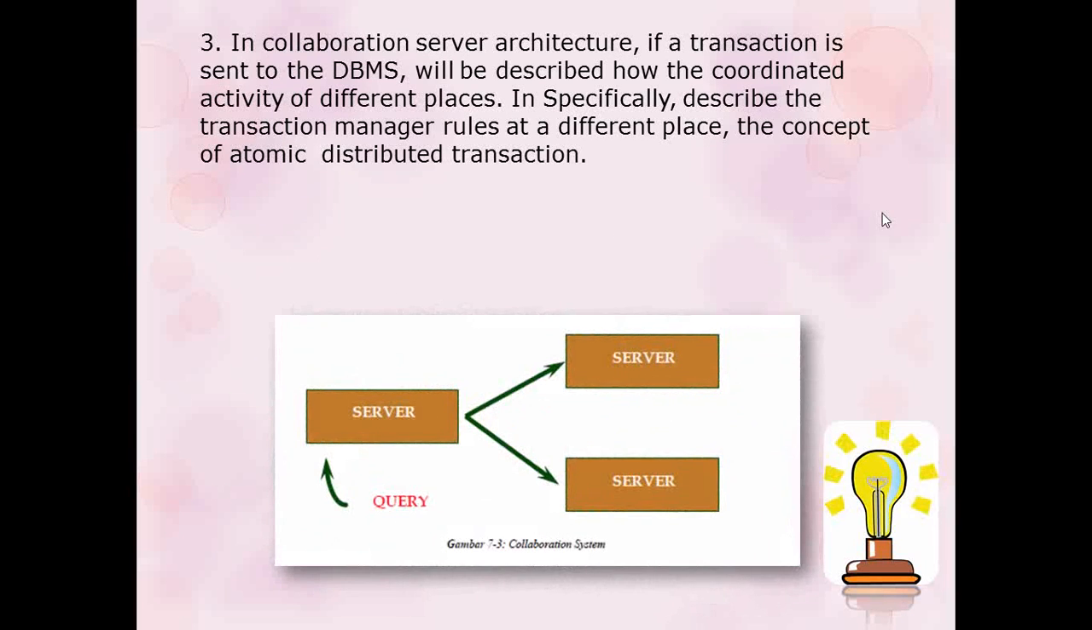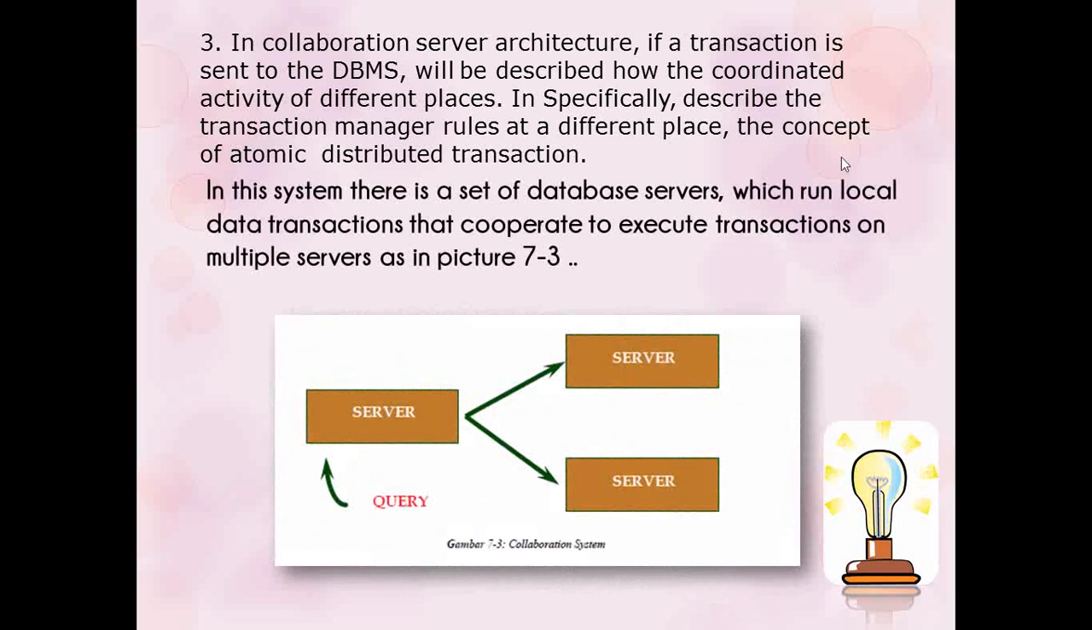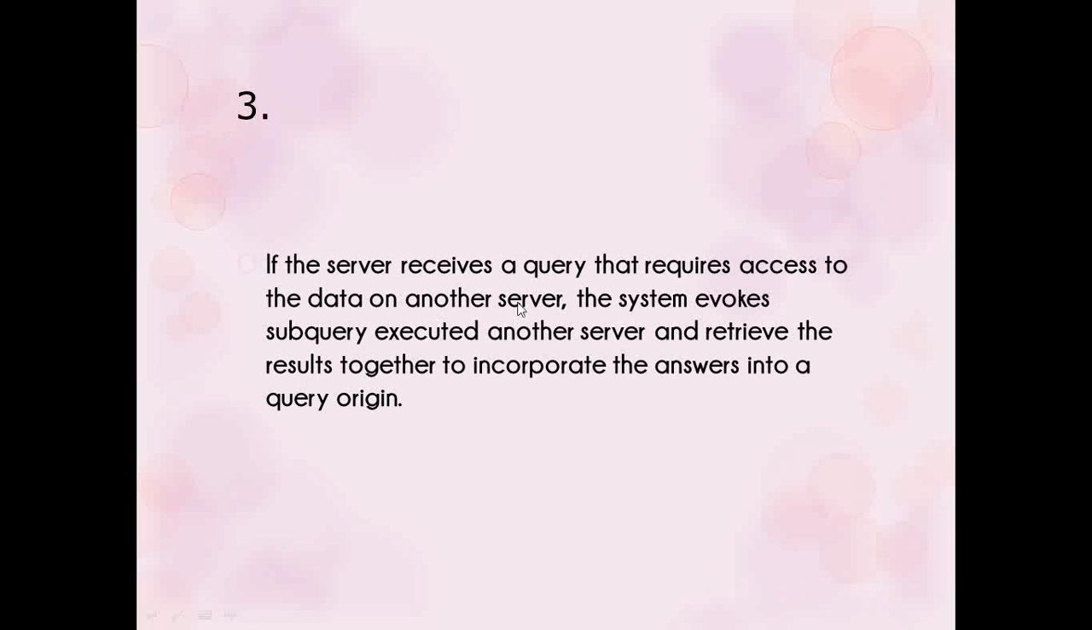Here is the architecture of the collaboration system, where a server can send a query to another server. In this system, there is a set of database servers which run local data transactions that cooperate to execute transactions on multiple servers, as in picture 7.3. So if a server receives a query that requires access to data on another server, the system invokes a subquery to execute on another server and retrieve the results together to incorporate the answer into the original query.